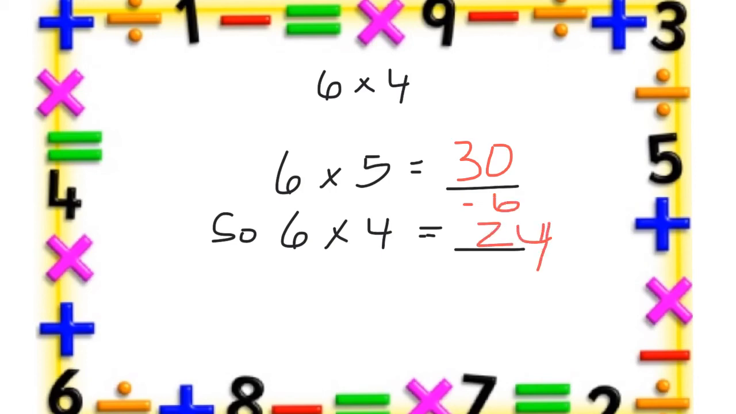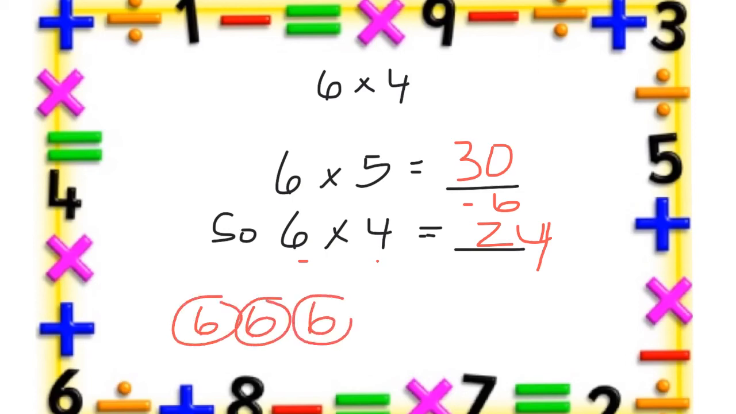Sometimes kids get confused. Should they be subtracting 6 or 4 from 30? Sometimes it helps to draw it out. So if I draw out 6 times 5, and I see that 6 times 4 is one group of 6 less, I realize that I have to subtract the 6, not the 4.